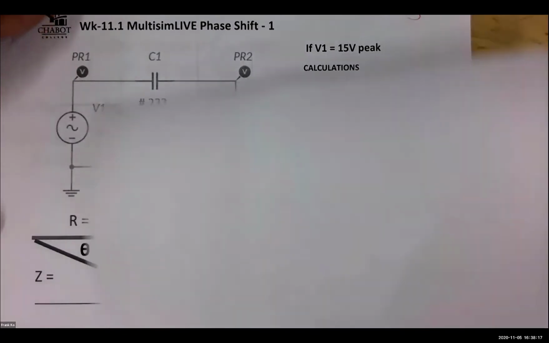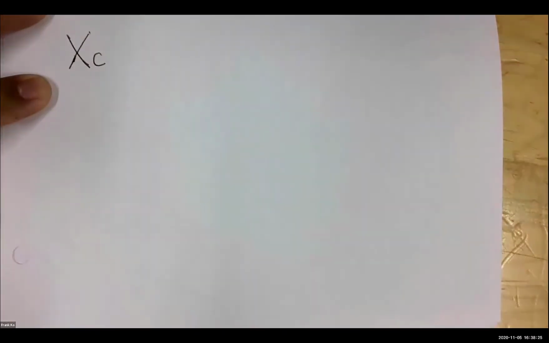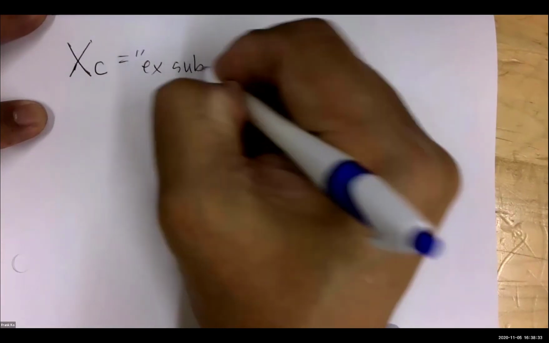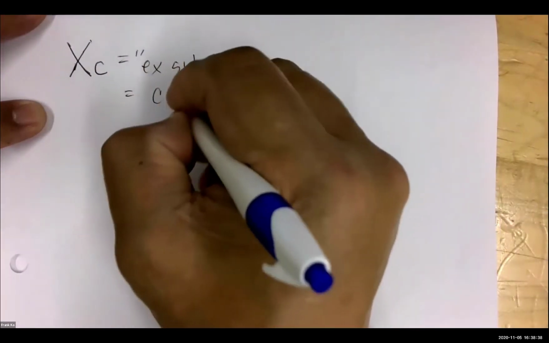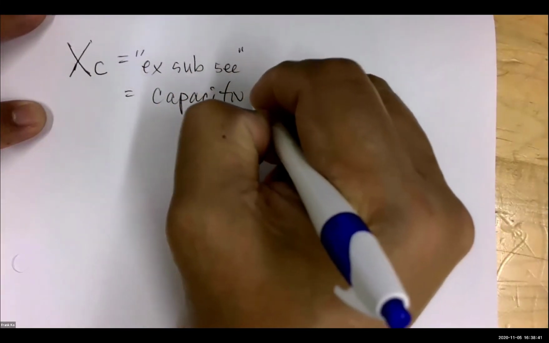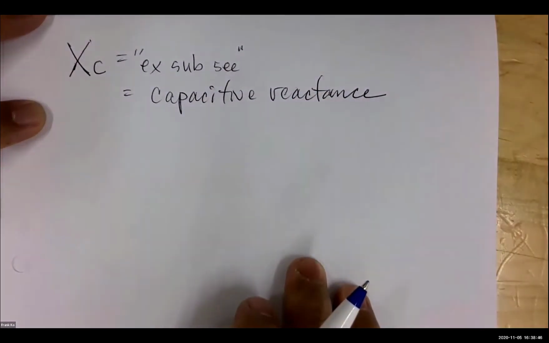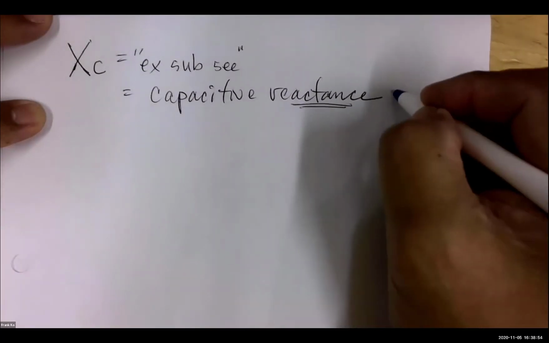Well, if you recall, X sub C, because this is a subscript, we pronounce this as X sub C. I'll write it out. X sub C is how we speak it. And this stands for what? Capacitive reactance. What is capacitive reactance? Doesn't this sound similar to resistance? Because this is also measured in ohms.